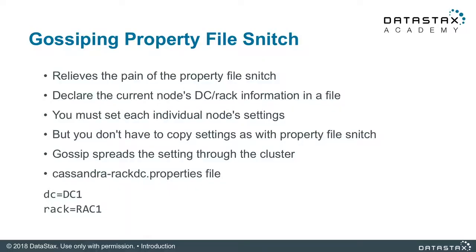The gossiping property file snitch is the best of both worlds. You simply configure each node to its data center and rack individually, and then Gossip spreads this information through the cluster for you. Thus, you don't have to keep multiple files in sync across the cluster. You configure these settings in the Cassandra rackdc.properties file. The settings are straightforward, DC and rack.